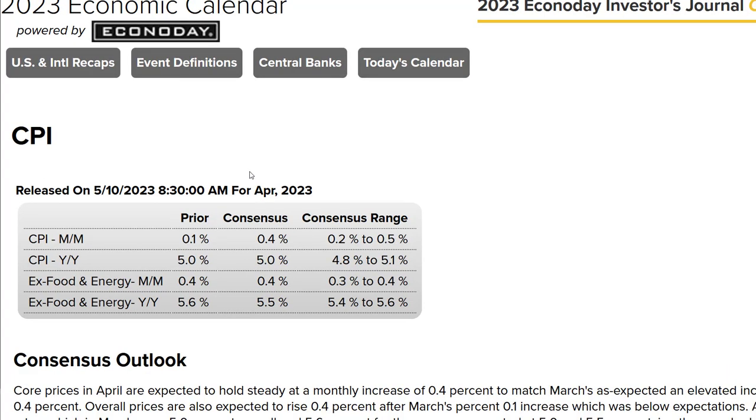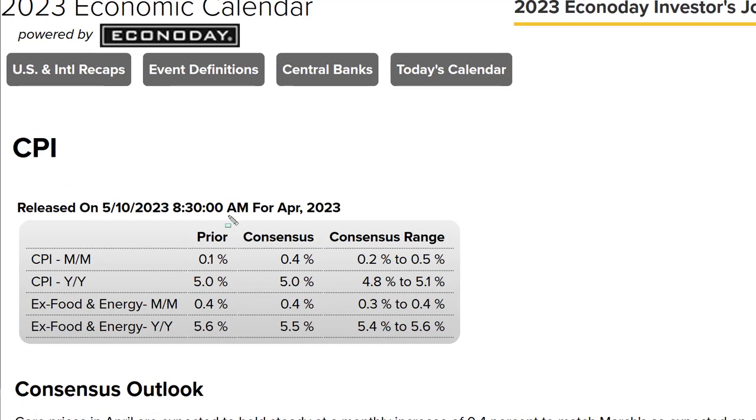So this is the CPI tomorrow. It's going to be released at 8:30 a.m. Eastern time, an hour before the market opens, and it tells us right now that the consensus is an increase of 0.4% month over month, and year over year an increase of 5%. And there's your consensus range. X food and energy is right in line with the general consensus of the entire CPI, and you can see the year over year in food and energy.